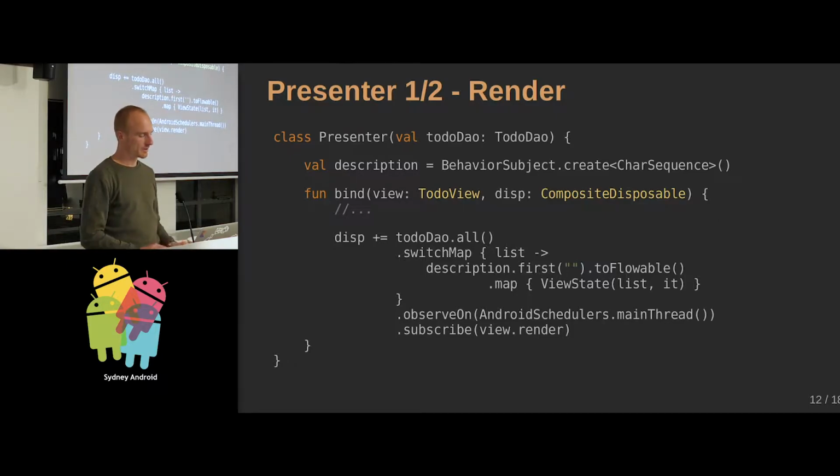And then you can see at the bottom of the switch map, we're bundling that together into a view state. And that view state gets emitted to the view. Here in the subscribe, we're basically passing the view.render function. So what you always want to do is, if possible, have just one render method. So you bundle up the entire state of the view and you emit that in one go.